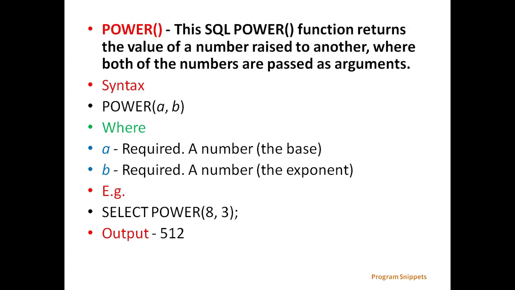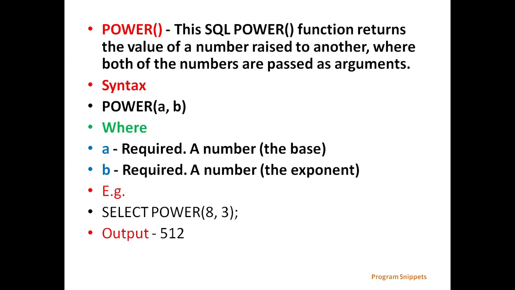Next is POWER. This function returns the value of a number raised to another, where both the numbers are passed as arguments. General syntax is POWER with parameters a and b, where a is a required parameter which is the base, and b is also a required parameter which is the exponent. For example, SELECT POWER(8,3) will give the output 512.